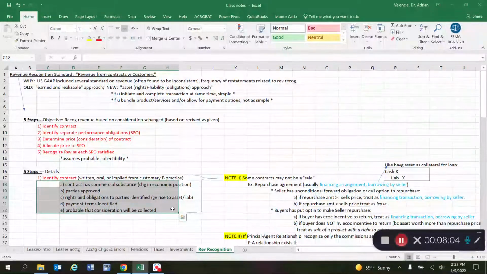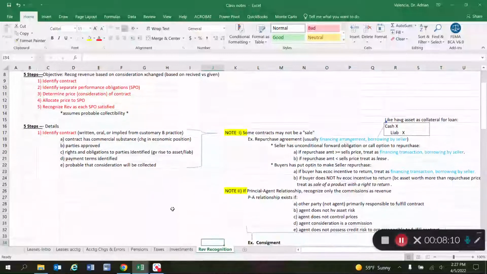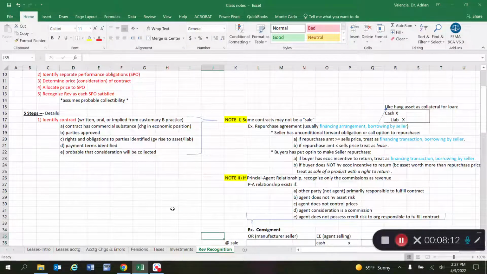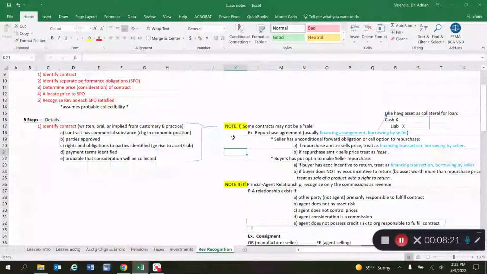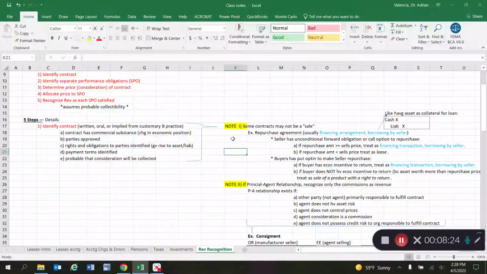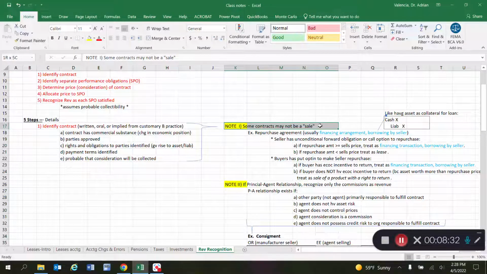I do have a couple of caveats right here on the side that I think are important to consider. The first one is the issue of whether you have a contract that gives rise to a sale or not. That's where we have to be careful, because there are some contracts out there that may appear to be a sale, but technically they're not. So this is note number 1 here, where I said some contracts may not actually be a sale. This is important to us right now with this revenue recognition discussion, because if you have no sale, you have no revenue to consider to be recognized. So that's very important.